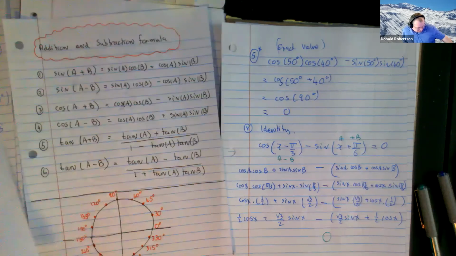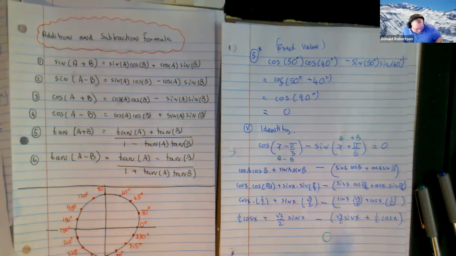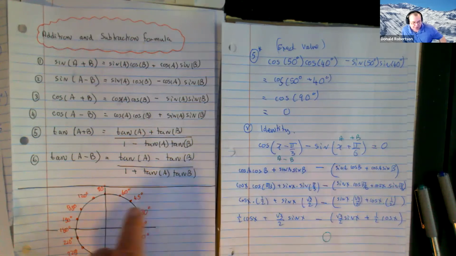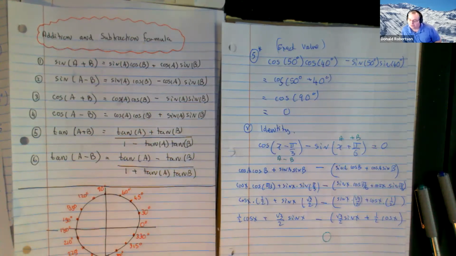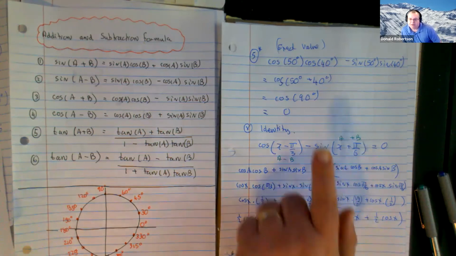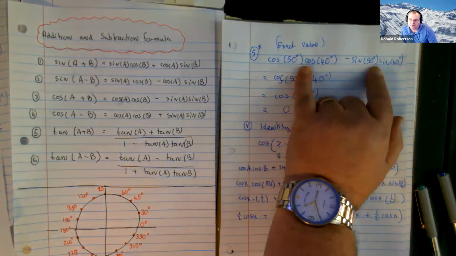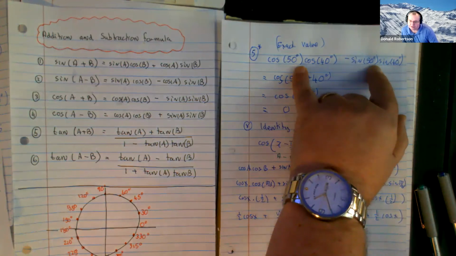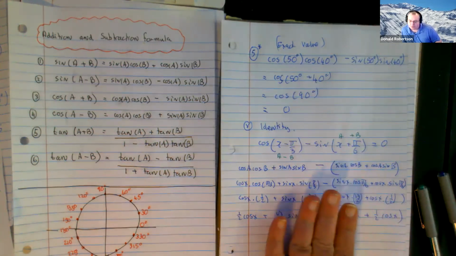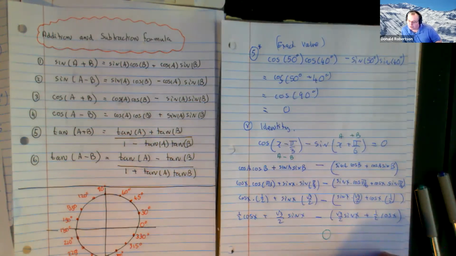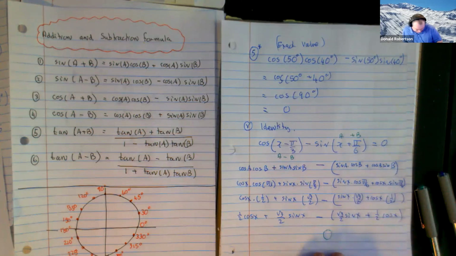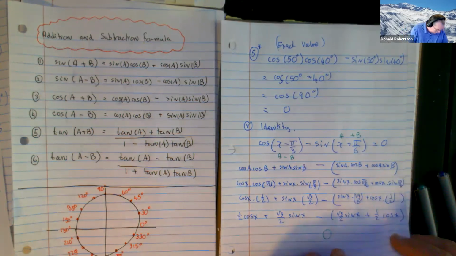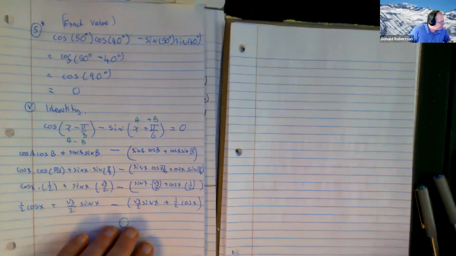So these addition subtraction formulas can be used to find the exact value of angles that are not in the unit circle. That was the first part of the day. You could use it to find the exact value of weird expressions, like question 5. And you can also use it to prove identities. So let's do another identity, probably the last one for today, we'll see.